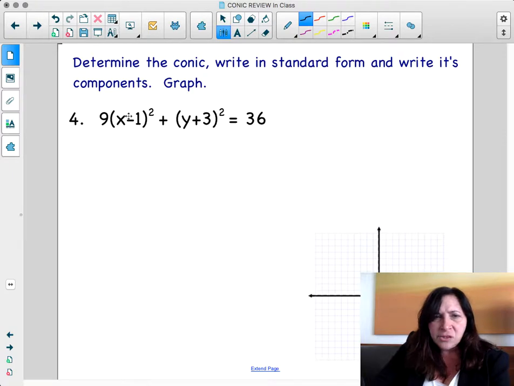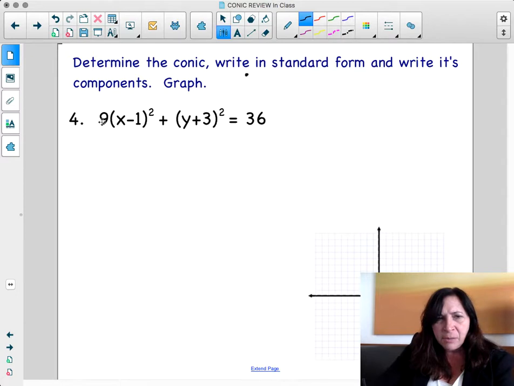So name the conic. We have an x squared. We have a y squared. They're both positive. I have a number in front here, but not here. It's an ellipse.